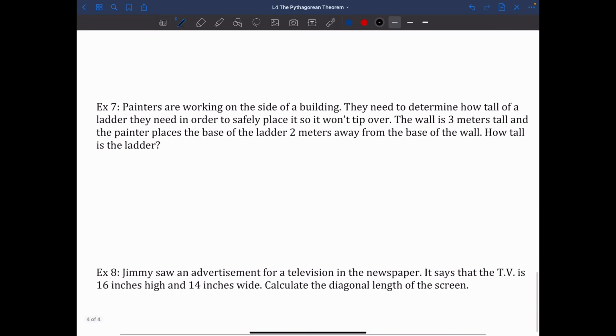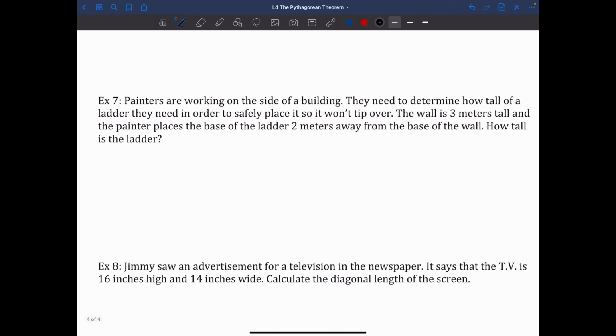Number 7, painters are working on the side of a building. They need to determine how tall of a ladder they need in order to safely place it so it won't tip over. The wall is 3 meters tall, and the painter places the base of the ladder 2 meters away from the base of the wall to be safe. How tall is the ladder? So let's take a second. Let's draw ourselves out a little diagram here.